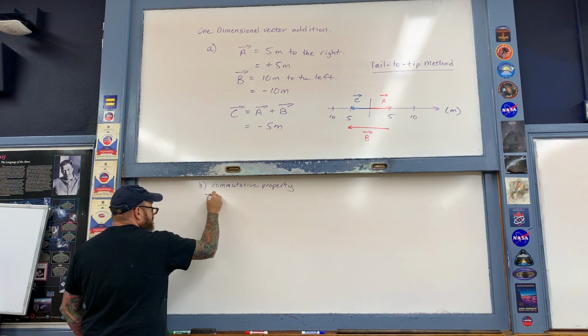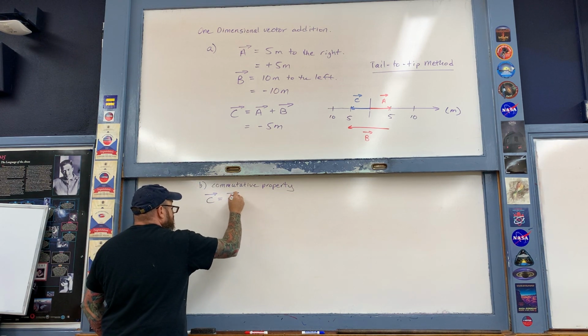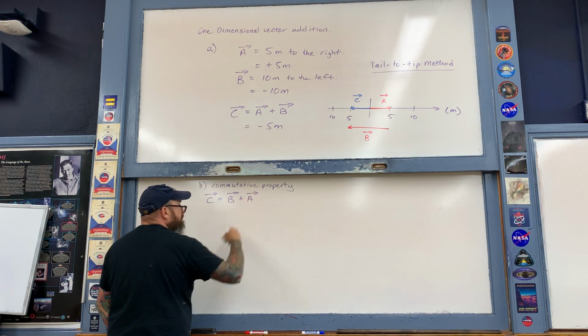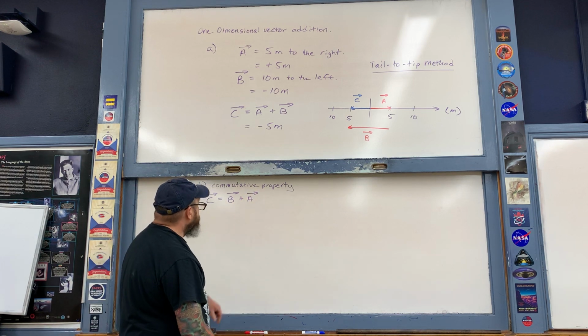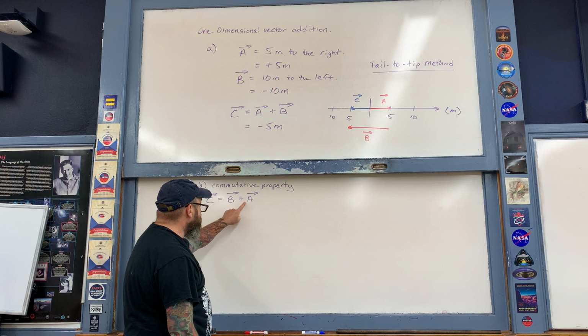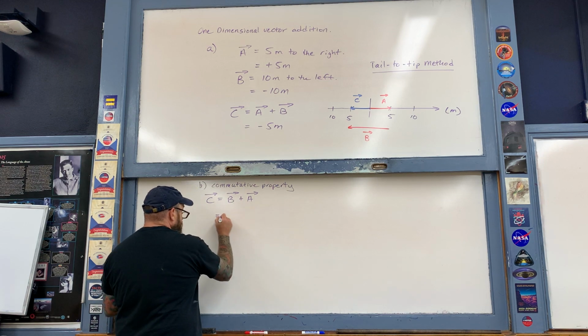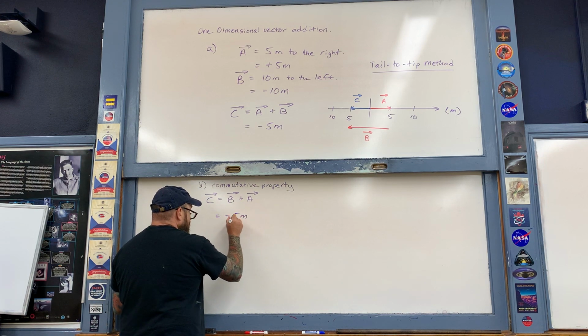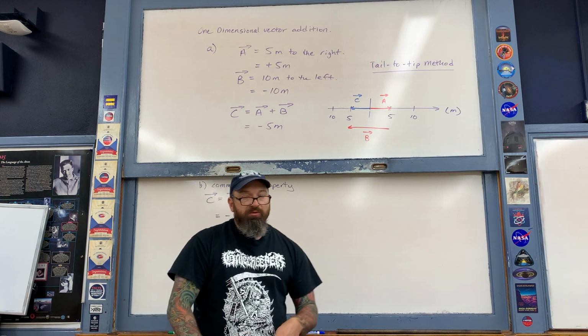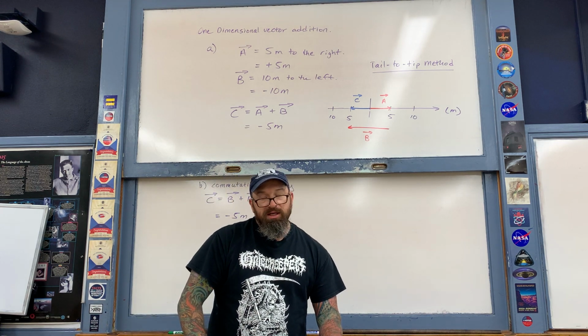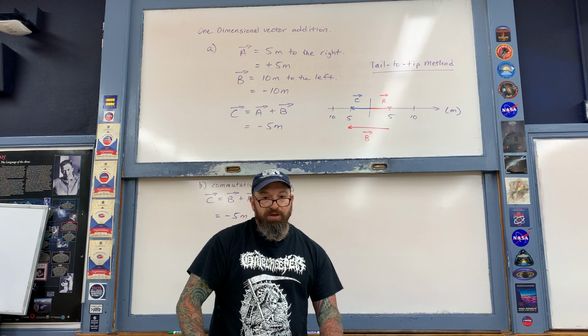Okay, so now we're going to have C is equal to B plus A. Numerically, of course, it's the exact same thing as it was before. It was negative 10 meters plus positive 5 meters for negative 5 meters, like so. Ultimately, however, we can show this graphically by once again using the tail to tip method of vector addition.